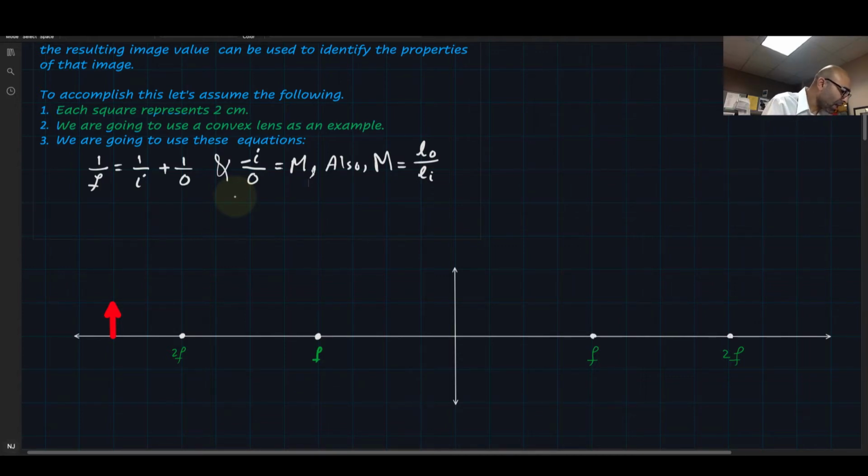Okay, and I just want to remind you that each square represents 2 centimeters. So if we want to figure out the focal length for this convex lens, because that's what we're going to use as an example, we count 1, 2, 3, 4 squares. Each square is 2 centimeters, so the focal length will always be 8 centimeters. That's what we're going to use. This is twice the focal length, so this is 16.